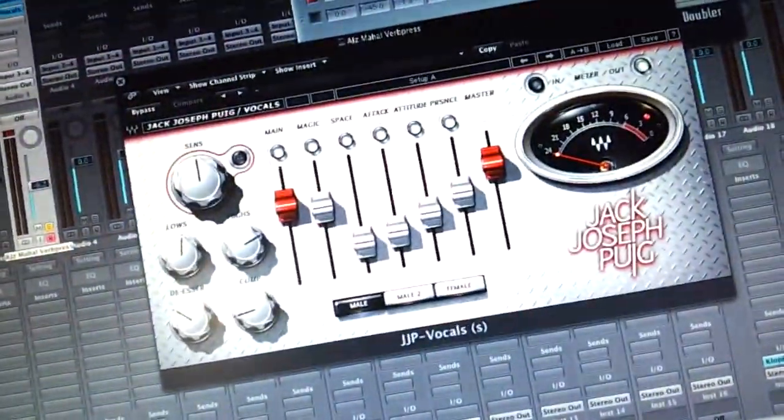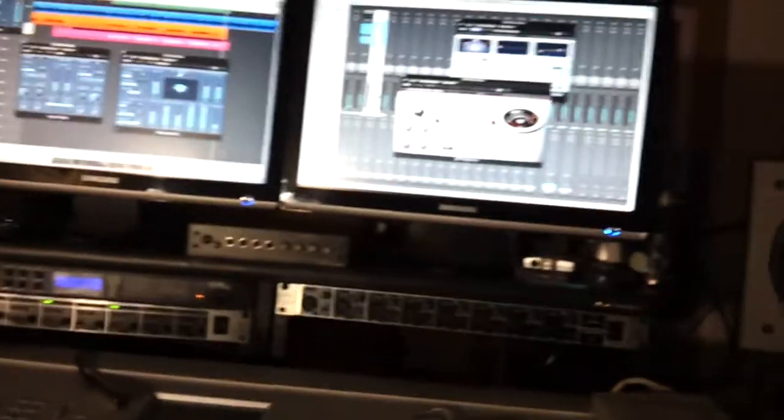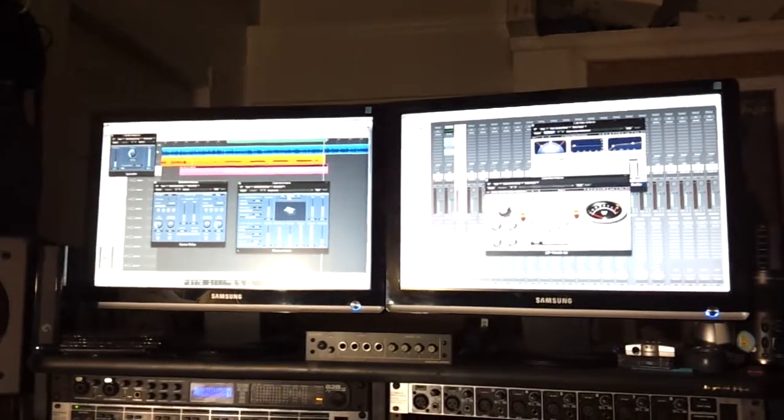It's called a Jack Joseph plug, and it comes with the Wave Gold Bundle. Hold on. Check this out. That right there, that thing's something serious. And it's something like a vocal imager, but on a whole other level.